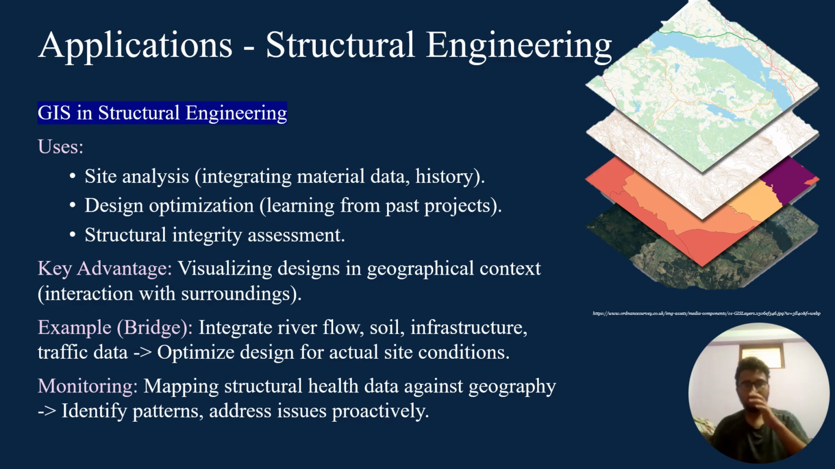So for example, when you're designing a bridge, GIS can integrate data on, let's say, river flow patterns, soil conditions, nearby infrastructure, and traffic demands. This comprehensive view enables engineers to optimize the structural designs based on actual site conditions rather than some idealized assumptions. GIS also plays a crucial role in monitoring existing structures.